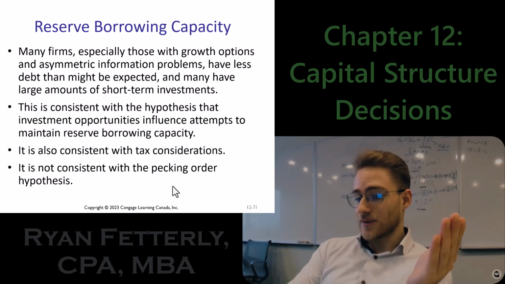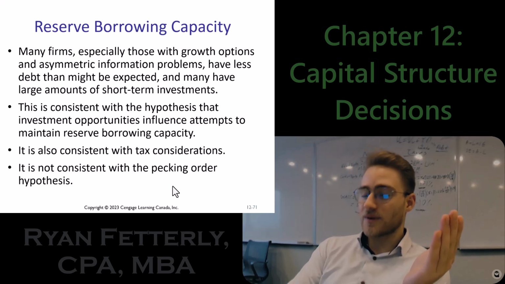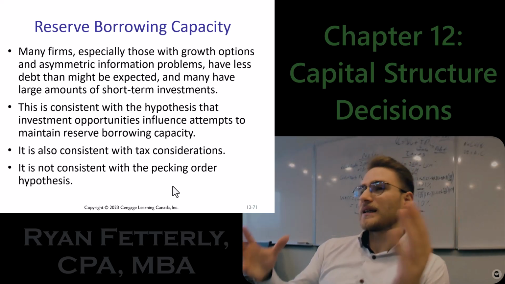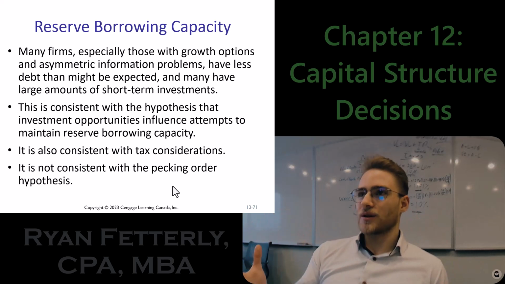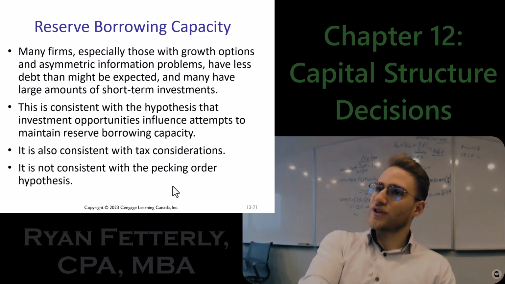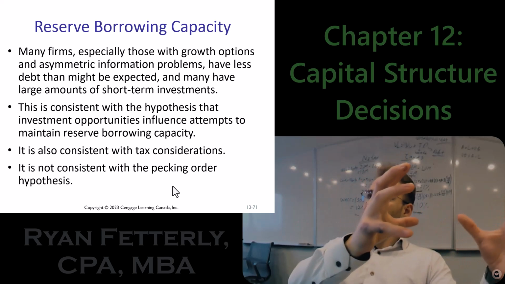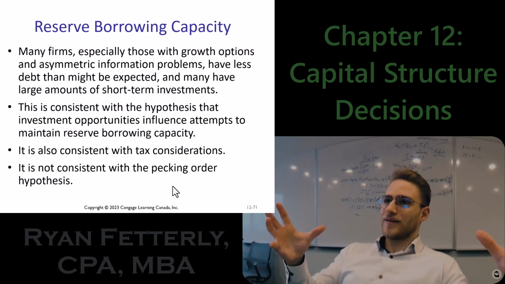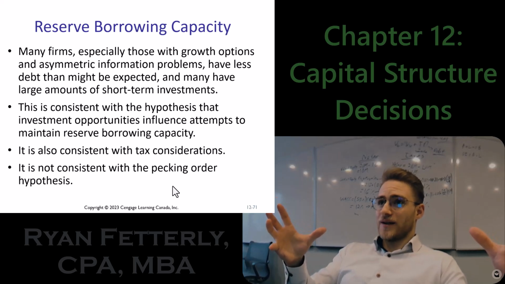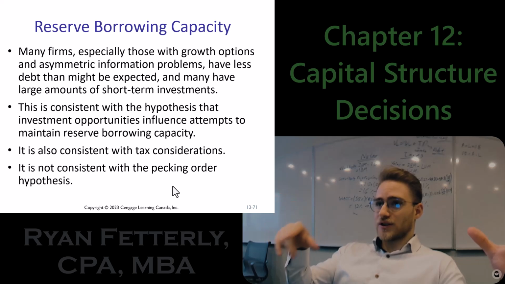It's also consistent with tax considerations, but it's not consistent with the pecking order hypothesis, right? Because say a firm takes its excess cash, it can earn 6-8% in short-term investments. It invests all those in short-term investments, right? But then it takes on debt and only pays about 4 or 5% after tax on that debt, right? They're actually still generating value because they're financing their capital projects with debt.